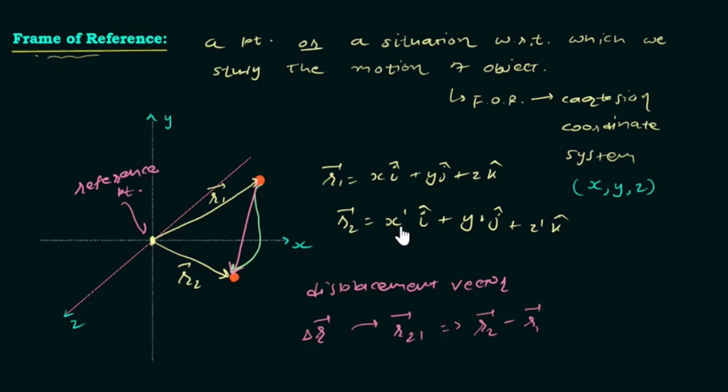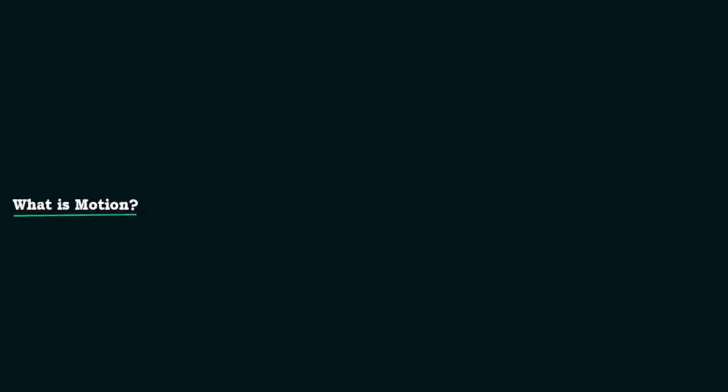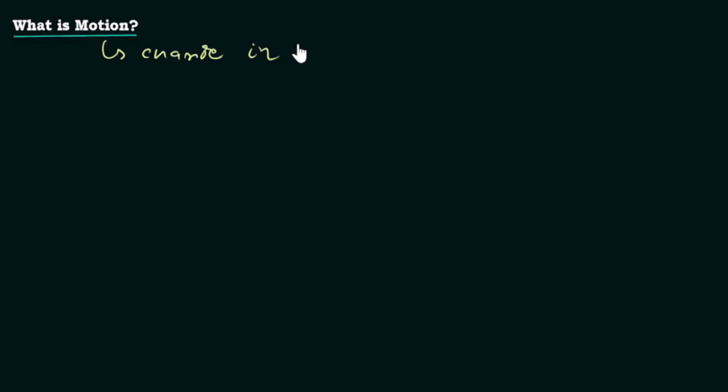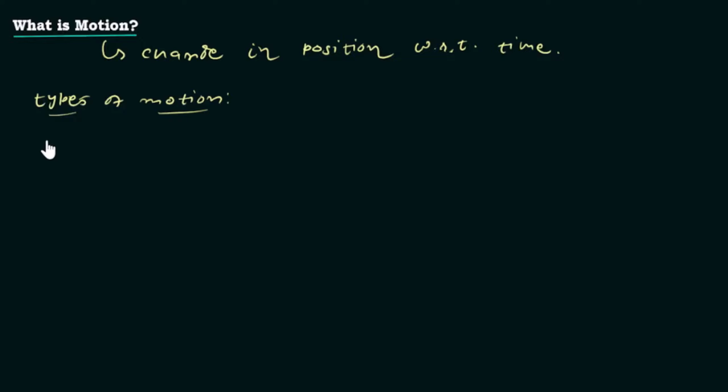Now, before starting the motion, we should know what motion is, right? Generally, motion is change in position with respect to time. In motion, I can have types of motion. We have generally three types of motion, based on the direction of the motion.